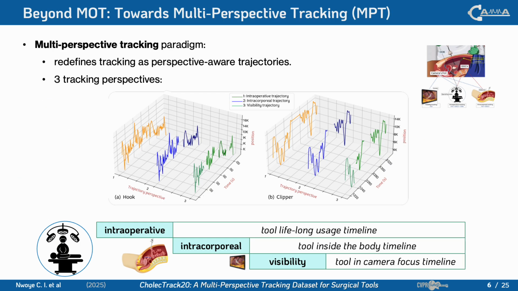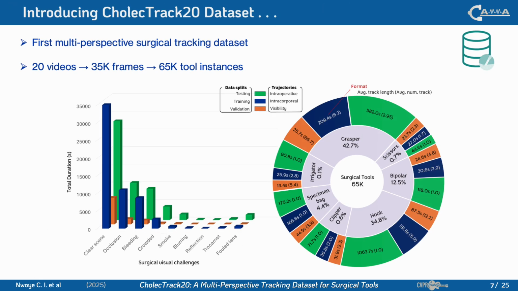In this work, we introduce multi-perspective tracking, a novel framework that disentangles tool tracking into three views. 1. Intraoperative trajectory, the full life cycle of the tool during surgery. 2. Intracorporeal trajectory, periods when the tool is inside the patient. And 3. Visibility trajectory, what the camera sees. This decomposition aligns tracking logic with surgical realities, enhancing robustness and interpretability.